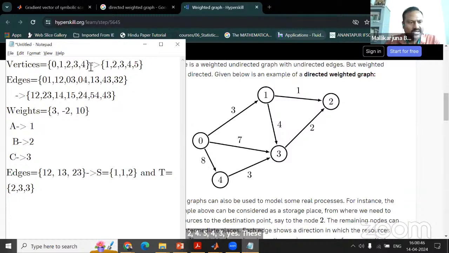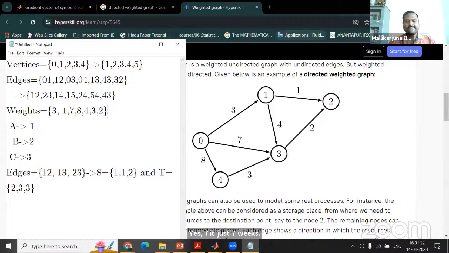Now the corresponding weights. 0 to 1 weight is 3 only. 1 to 2 is 1. Next, 0 to 3, 7. 0 to 4, 8. 1 to 3, 4. 4 to 3 weight is 3. 3 to 2 is 2. Yes, 7 edges, 7 weights.